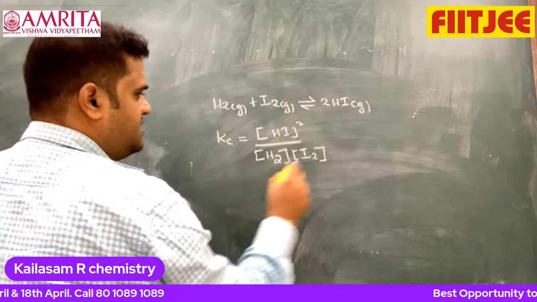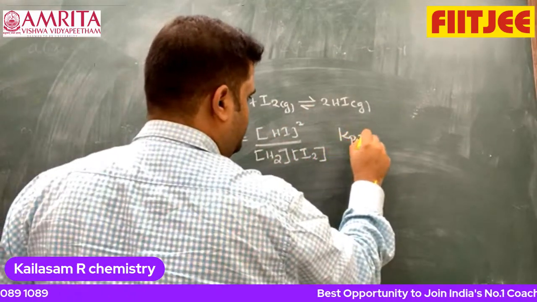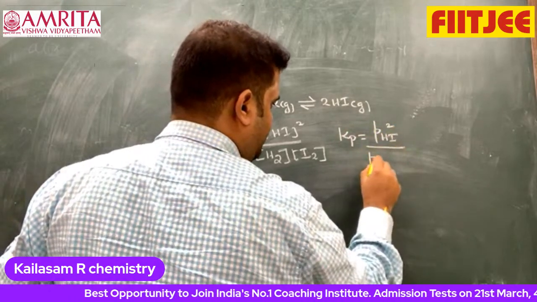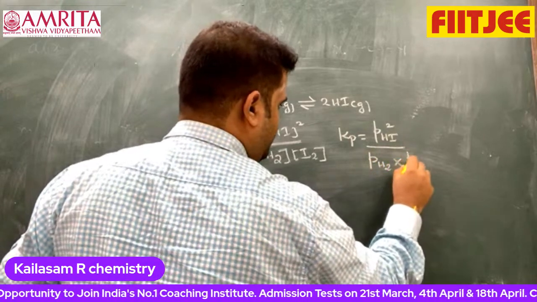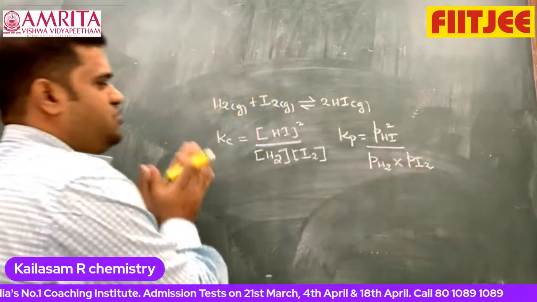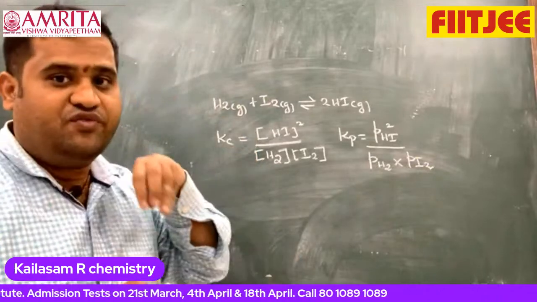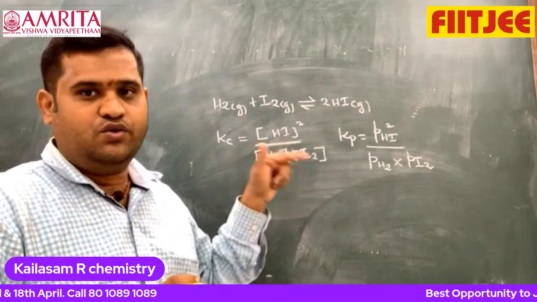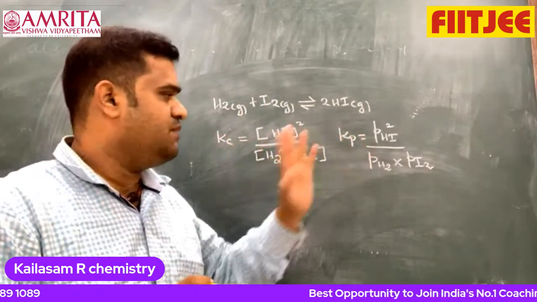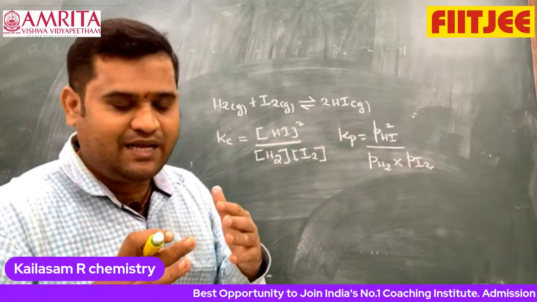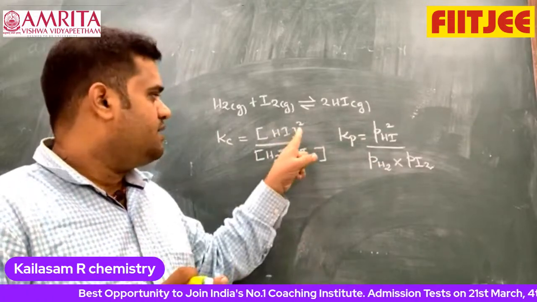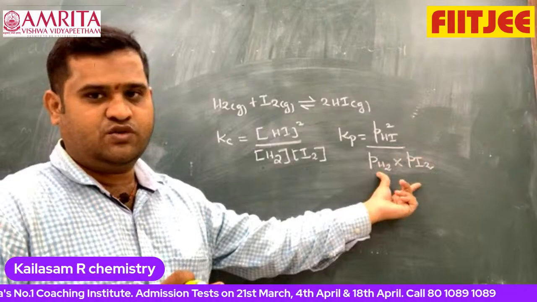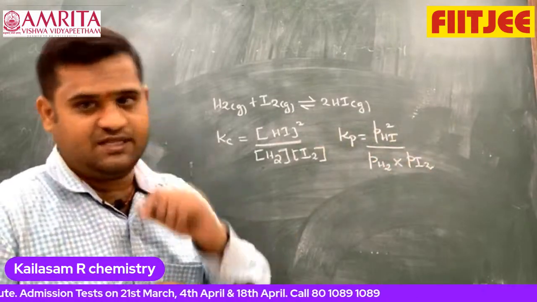Now what about in the case of Kp? I can write that Kp is equal to the partial pressure of HI squared by the partial pressure of H2 into the partial pressure of I2. This is how we should express. From this we can find out the unit of the equilibrium constant. In this case, the unit of Kc as well as Kp is dimensionless, no unit. Why? Because this is molar square, this also molar square. This is atmosphere square, this also atmosphere square, both will be cancelled off. So that is the reason.